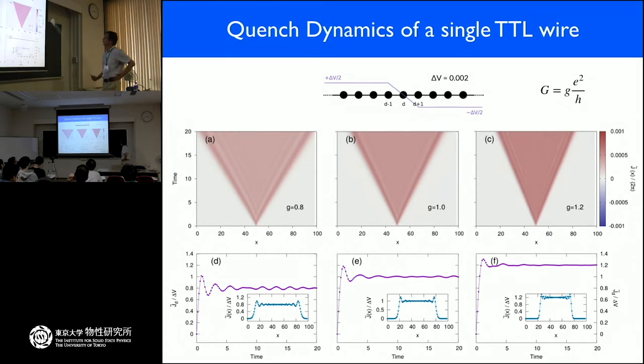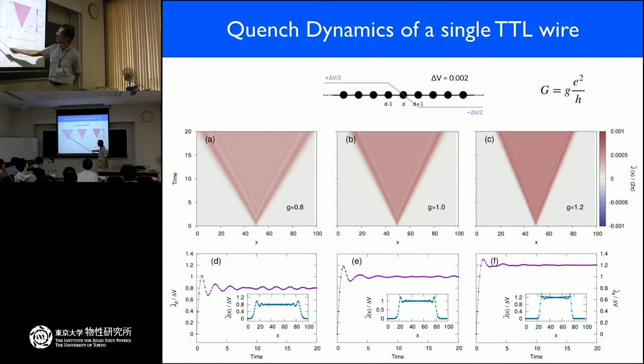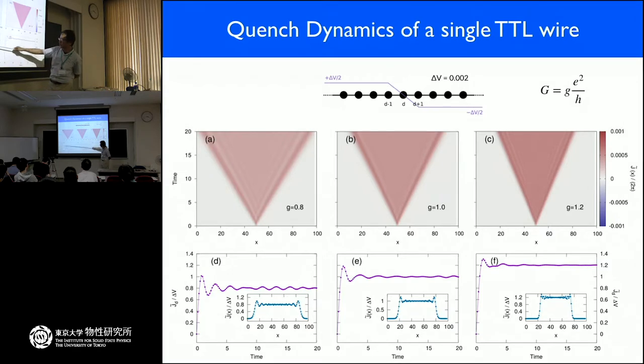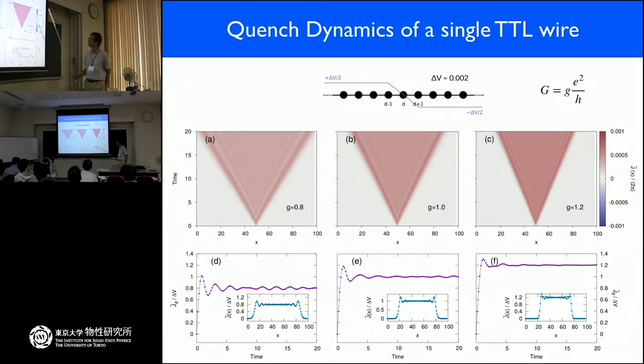There's a bias. And for this case, we know that the conductance is proportional to the Luttinger parameter, times e squared over h. So here is the spatial time evolution of this wavefront, but let's just focus on this. We can really get some quasi steady state. This is J divided by delta V, so it corresponds to conductance in this unit. Here the steady state oscillates around 0.8, this oscillates around 1, and this oscillates around 1.2. So at least in this case, we see this is pretty clear.